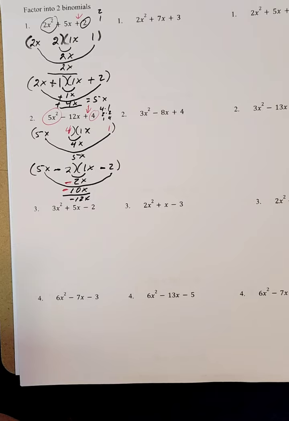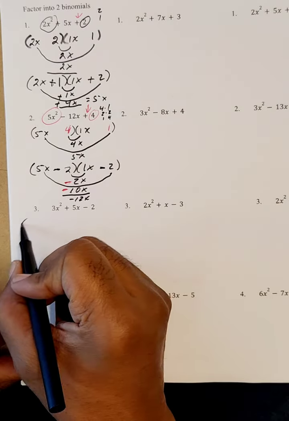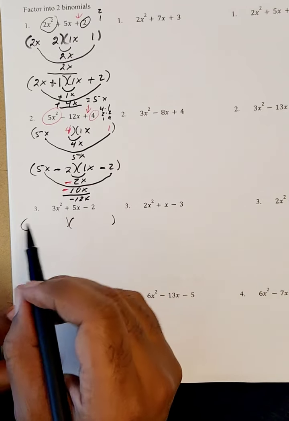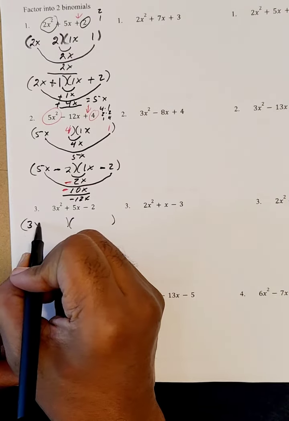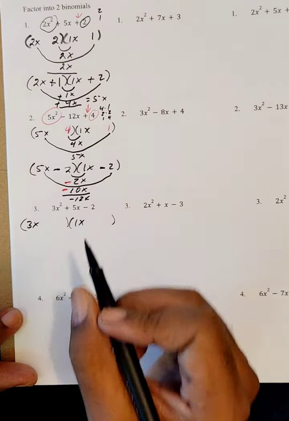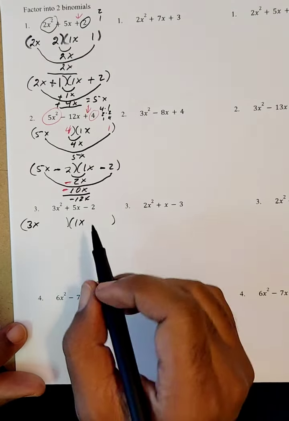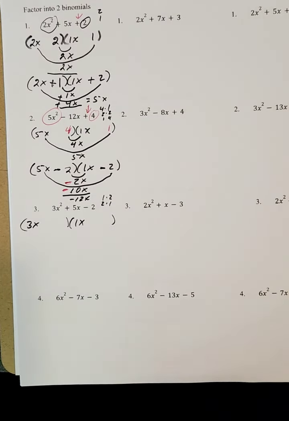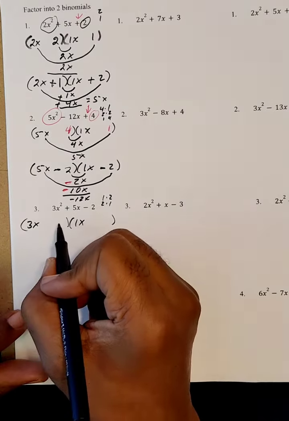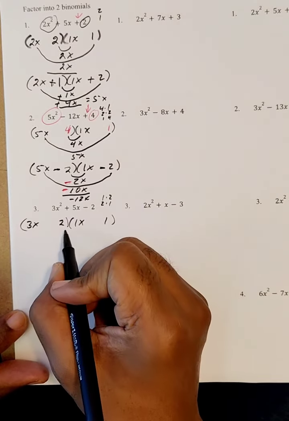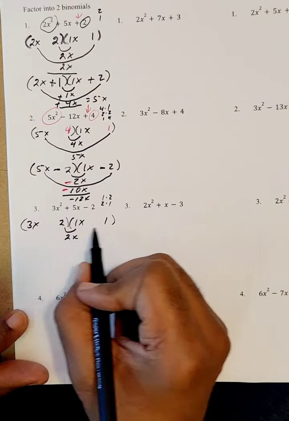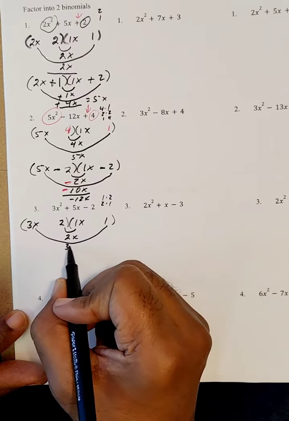Okay, number 3. Okay, let's get this ready. And so 3x squared, that's first. That used to be 3x times 1x. The 2 is either a 1 times 2 or a 2 times 1. I just don't know which one. So let's try the 2 times 1 first and see if that works. 2 times 1x is 2x, and 3x times 1 is 3x.